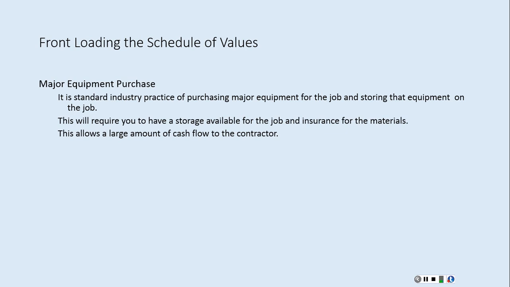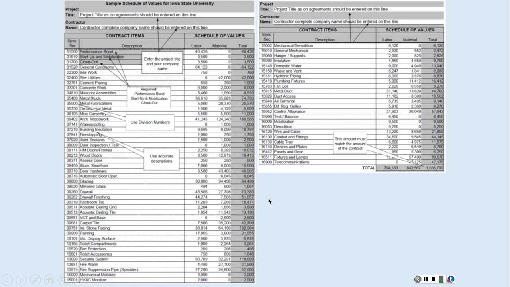But it also allowed, when you pre-purchase products, you can get a discount on the equipment. So the owner actually got the equipment a little bit less expensive than they would have if they had purchased it later in the job. They were going to use it anyway. If they have the financial wherewithal, they sometimes will take advantage of that. And that's one way you could front load the schedule of values.